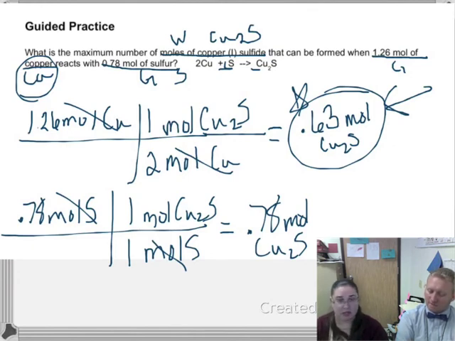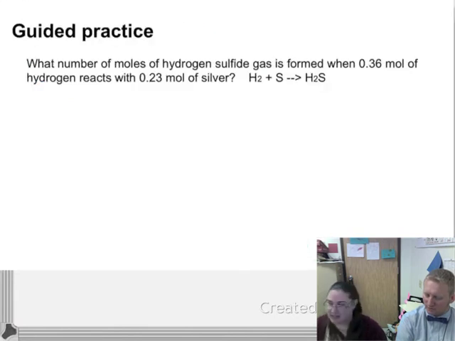So you'll have both of these answers, guys, and you do need to indicate which one is the actual answer to the question, which is what is the maximum number. So 0.63 would be our maximum. Can't make any more. It does need to be indicated that that is your correct answer. So don't just not indicate which one is which. I want you to actually tell me this one is it, please. Okay. Next guided practice.